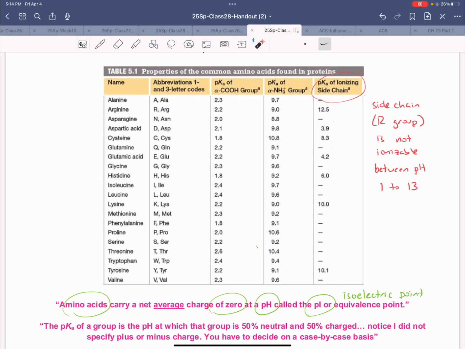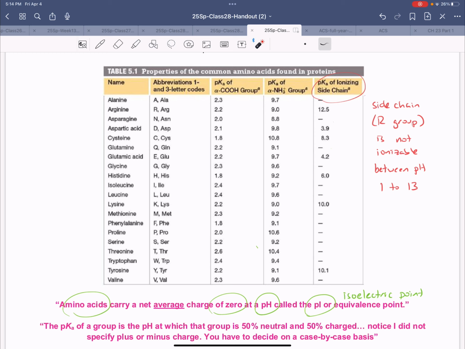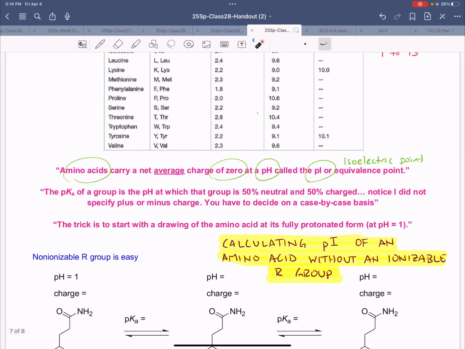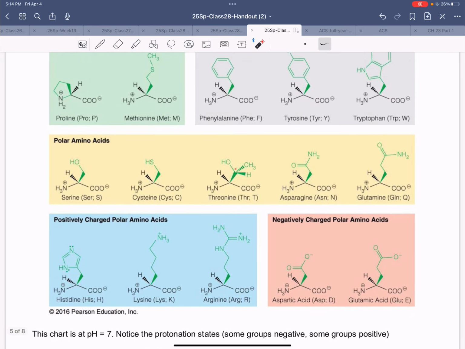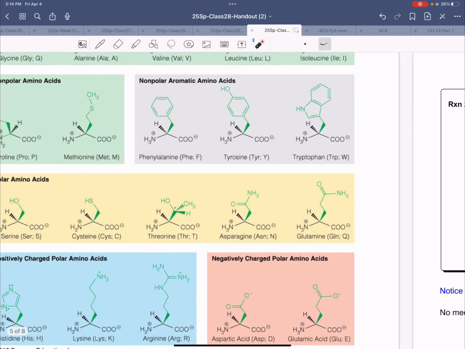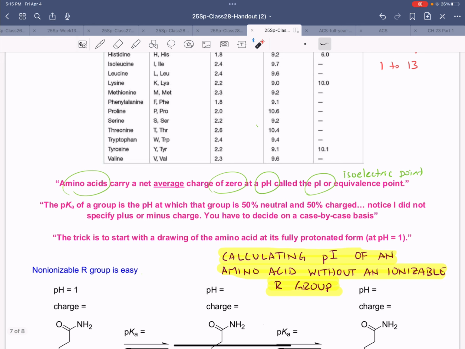So between the pH of 1 to 13, something like glycine has no ion on the R chain or R group, or something like leucine. Between these pHs, you will never have the leucine R group have an ion. Okay, I'm not going to belabor the point. You could look at your side groups here and try to predict which one's ionizable and which is not. We're going to go over how to calculate the pI for an ionizable side group, but not in this video.